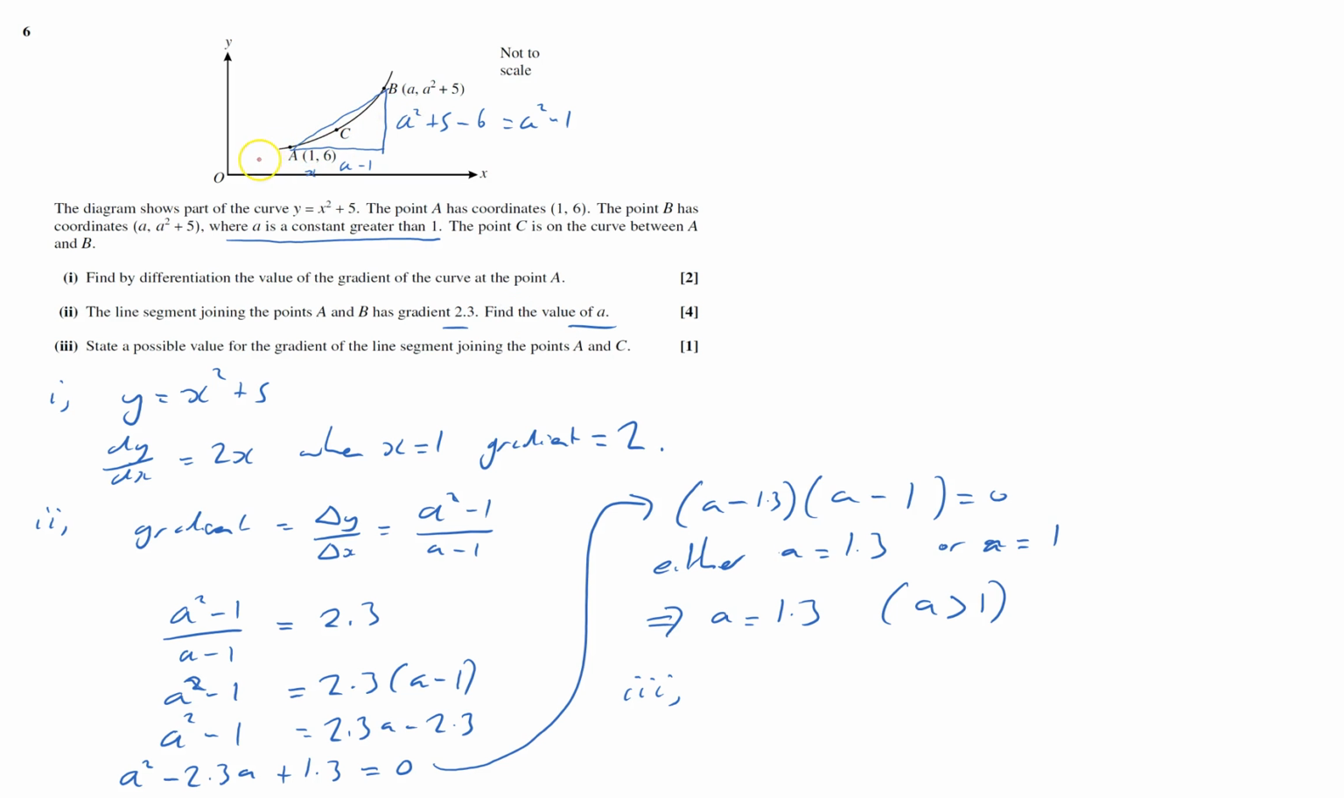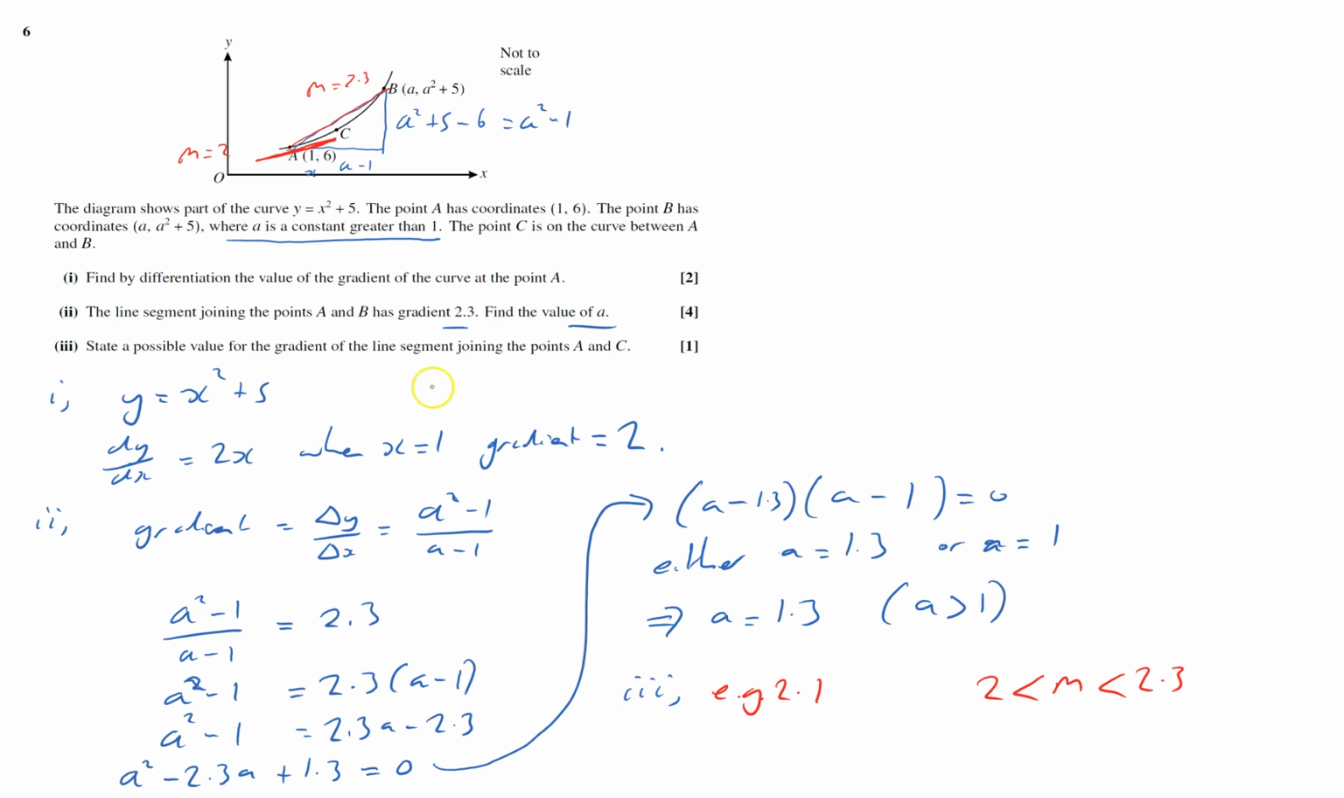Well, the gradient at A, m equals 2 there, and that will be m equals 2.3 between these two, and so the gradient from A to C has got to be somewhere between 2 and 2.3, so it could be, for example, 2.1. Actually, we're going to find that 2 has got to be less than the gradient, which has got to be less than 2.3. You just need to put down one value between there.